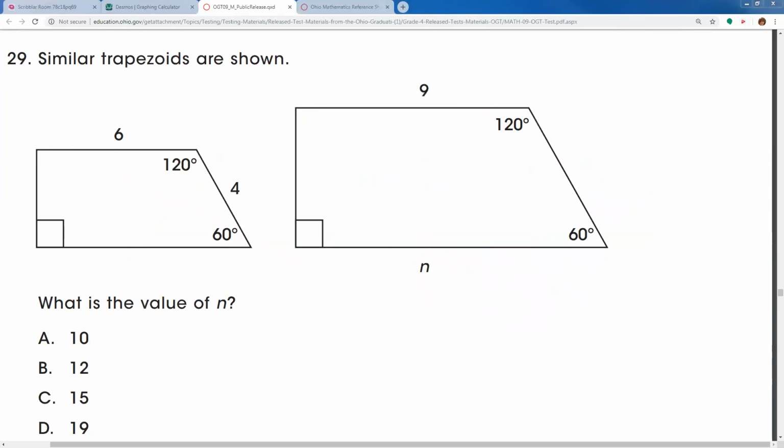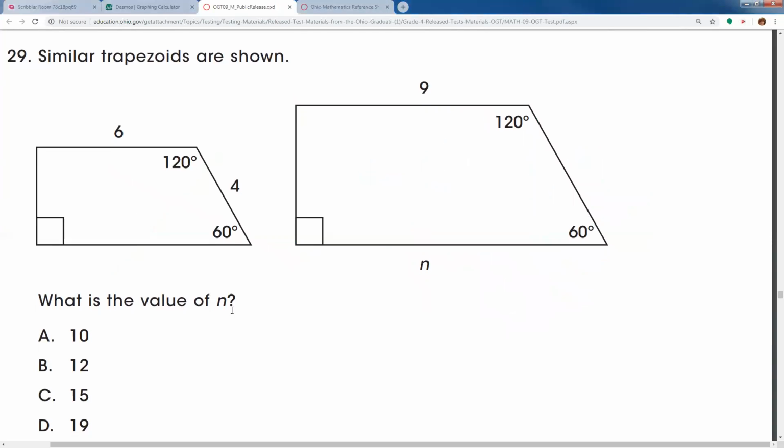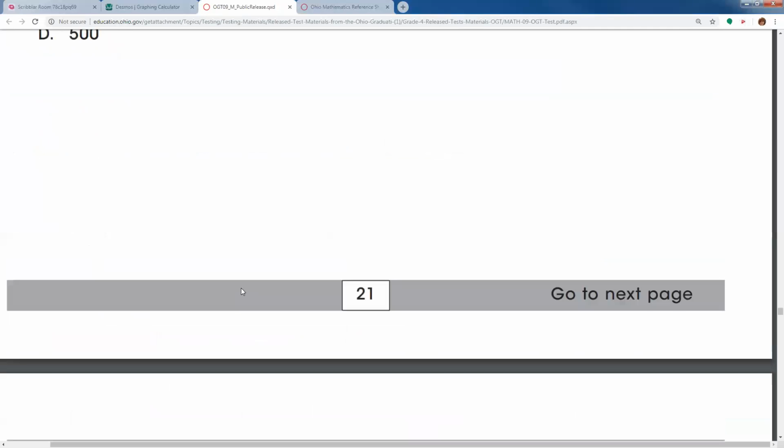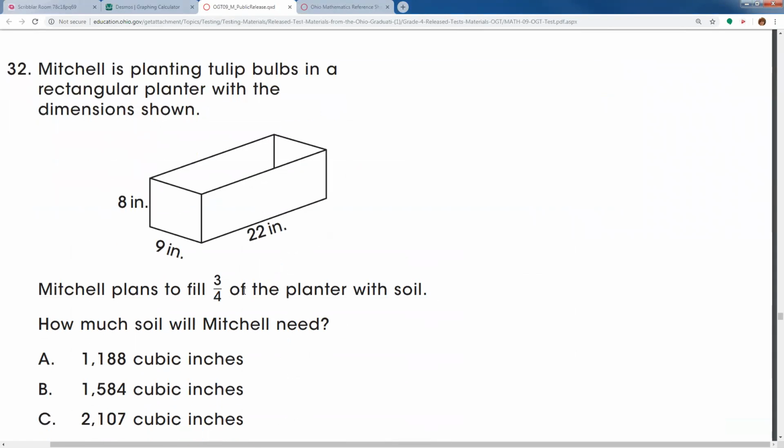Let's see if we have time for one more, if I can find another good geometry type question. So here's one more geometry question. Michelle is planting tulip bulbs in a rectangular planter with the dimensions shown. The rectangular planter is a key word there. Michelle plans to fill 3/4 of the planter with soil. How much soil will Michelle need?